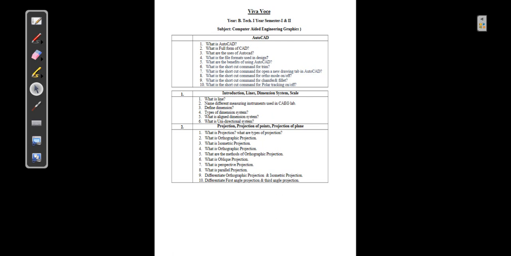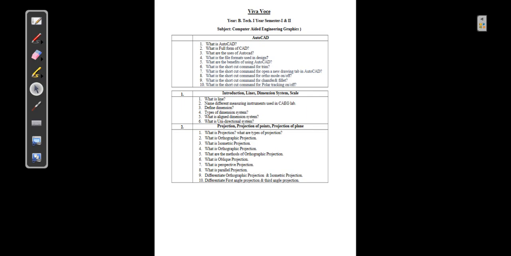Now, what is the file format used in AutoCAD? File format means, if you create some drawings in AutoCAD, where will the files be stored? By default, the file format in AutoCAD is DWG, which stands for drawing. So all our 2D diagrams and 3D diagrams which are designed, and the data, will be stored in the DWG format. That you should know.